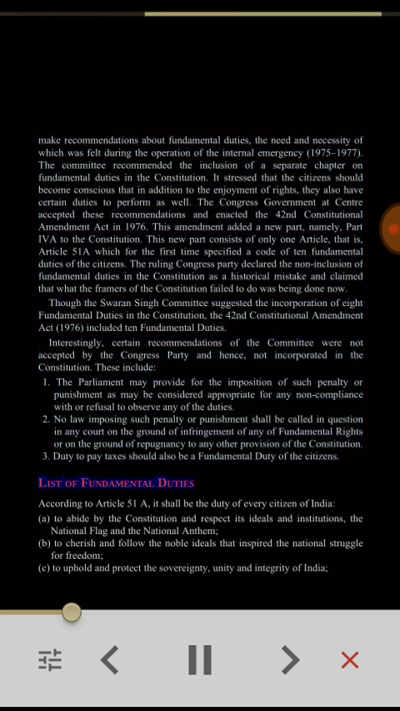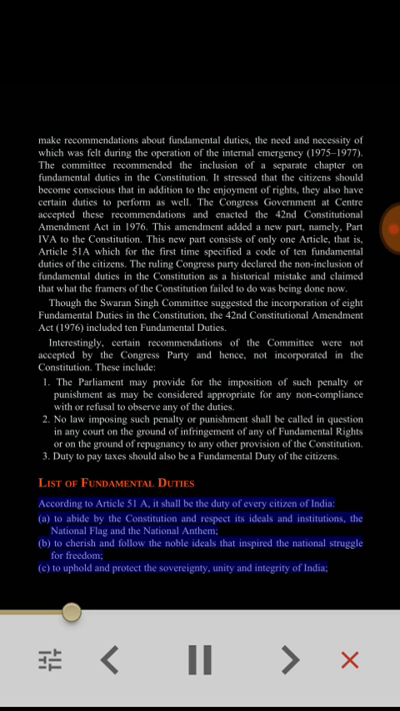List of fundamental duties. According to Article 51A, it shall be the duty of every citizen of India: A. To abide by the Constitution and respect its ideals and institutions, the National Flag and the National Anthem. B. To cherish and follow the noble ideals that inspired the national struggle for freedom. C. To uphold and protect the sovereignty, unity and integrity of India.